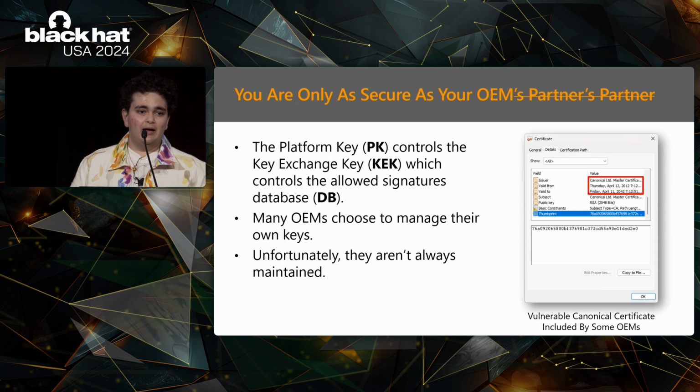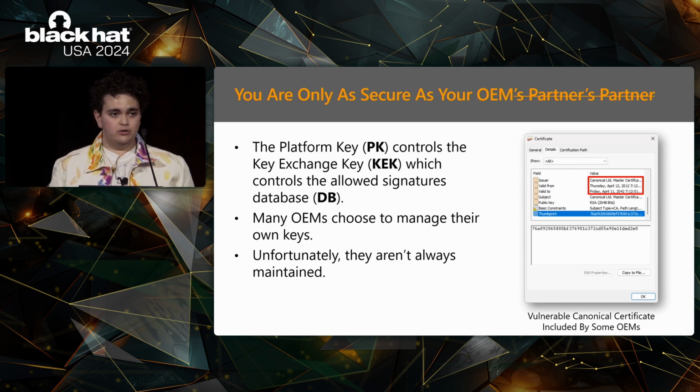On the right, I talked about this more in my last talk, but for example, there are a lot of OEMs that included an old version of a Canonical certificate. And this version has been used to sign really old code with several known vulnerabilities. And this certificate is still included in some OEMs' firmware by default today.